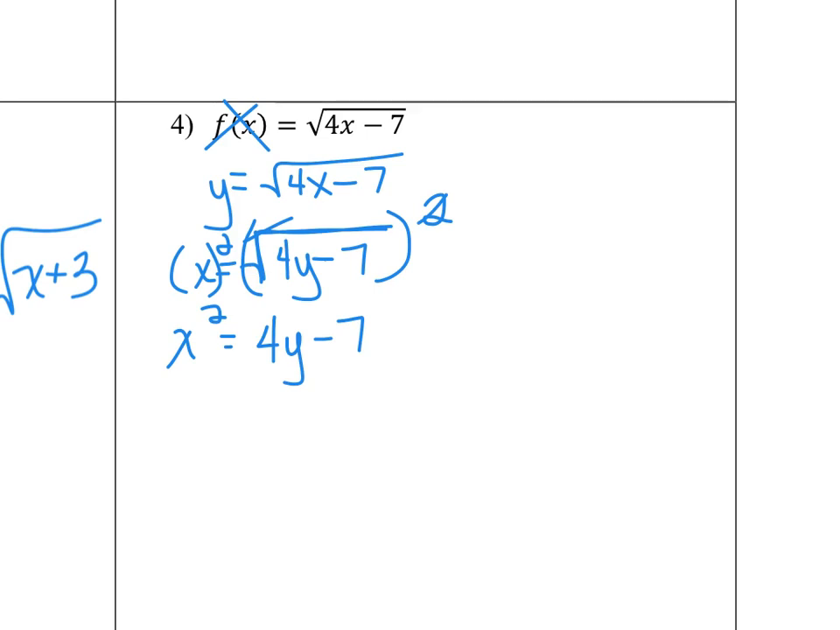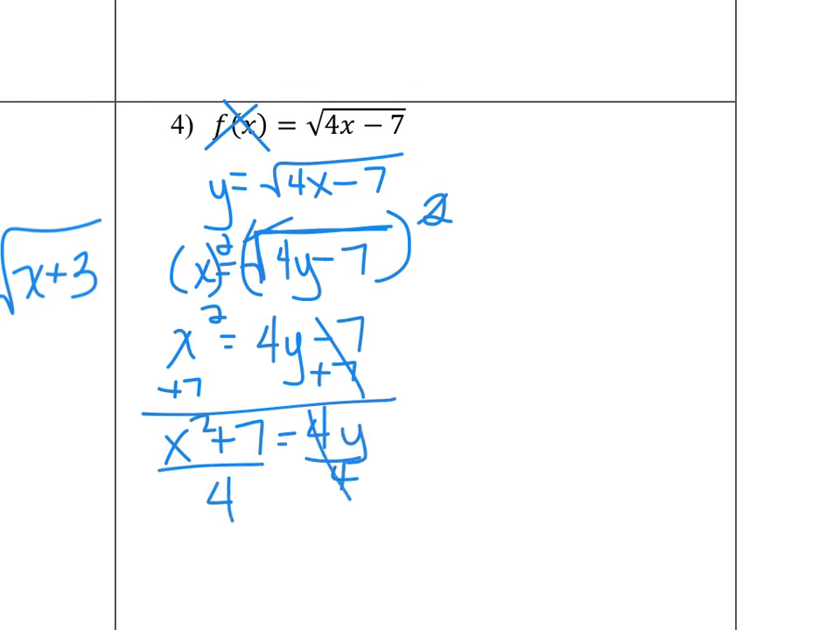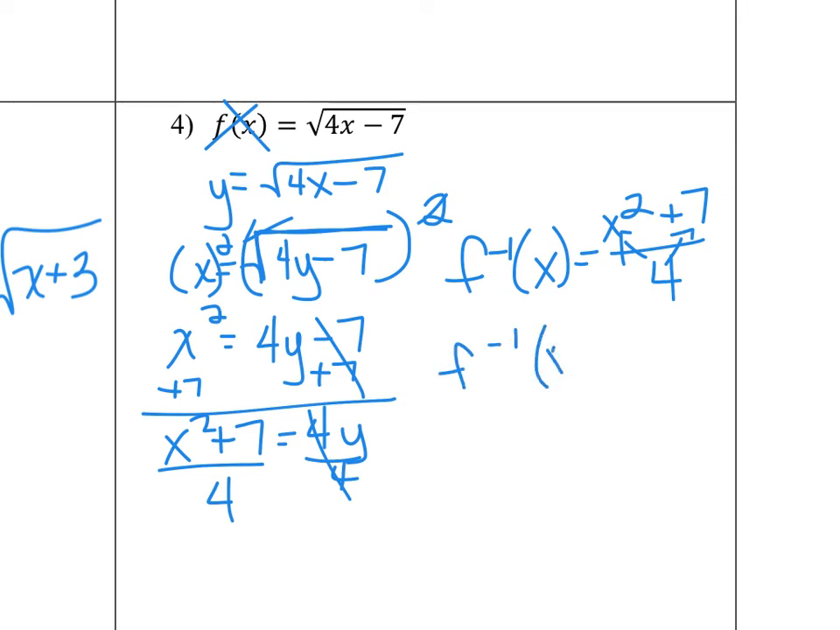Now I can break those little pieces apart, so I will. I'll add 7. And divide by 4. So just like the last time, the inverse is x squared plus 7 all over 4. But you could also divide that 4 into both of those pieces and write it, instead of one term, as 2 terms. So it'd be x squared over 4 plus 7 over 4.